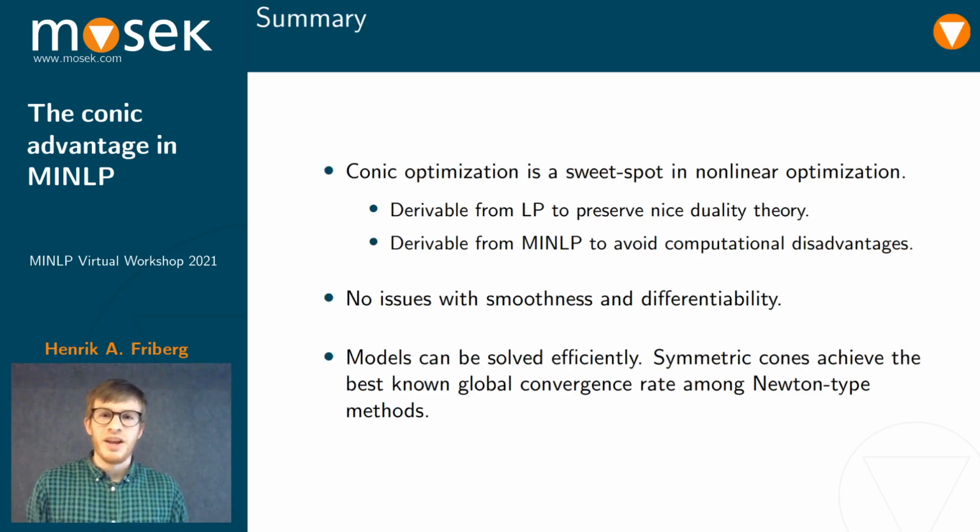So in summary, conic optimization is like a sweet spot in nonlinear optimization. You can derive it from linear programming if you try to extend results of duality theory. And you can derive it from mixed integer nonlinear programming if you try to avoid the computational disadvantages, following the best practices mentioned. With conic optimization, you have no issues with smoothness or differentiability, and models can be solved efficiently. In particular, we saw that symmetric cones achieve the best known global convergence rate among Newton-type methods.